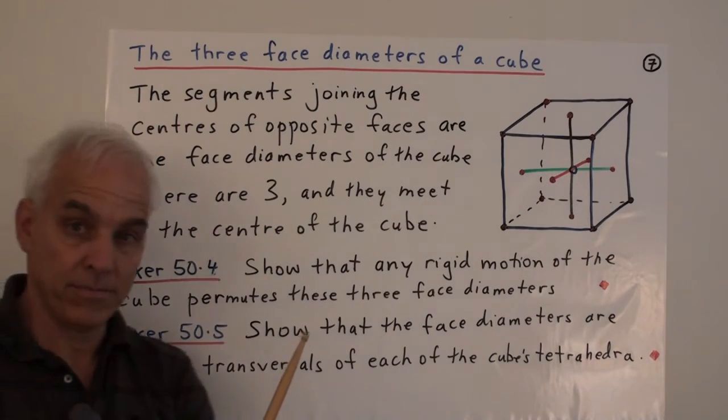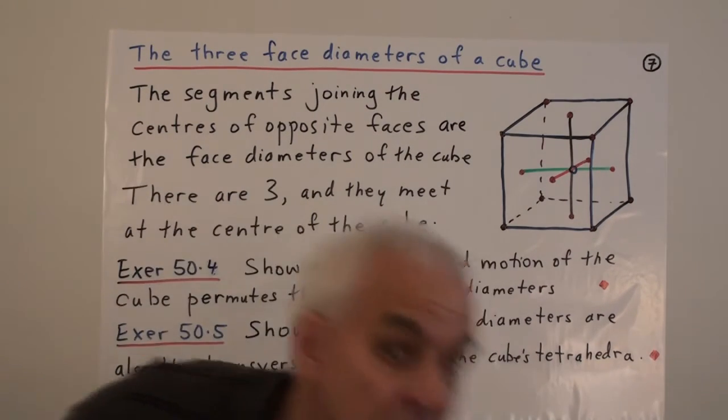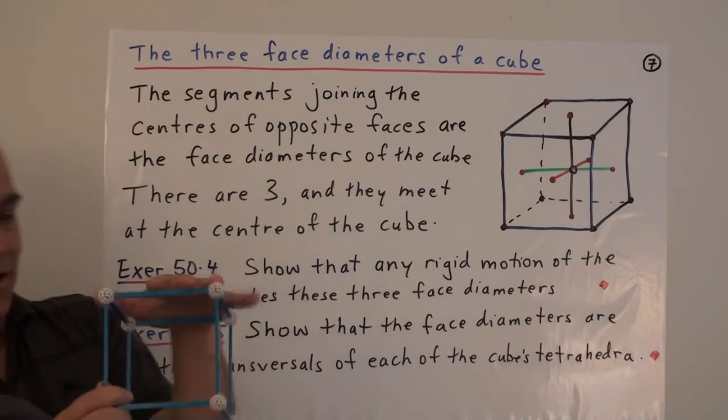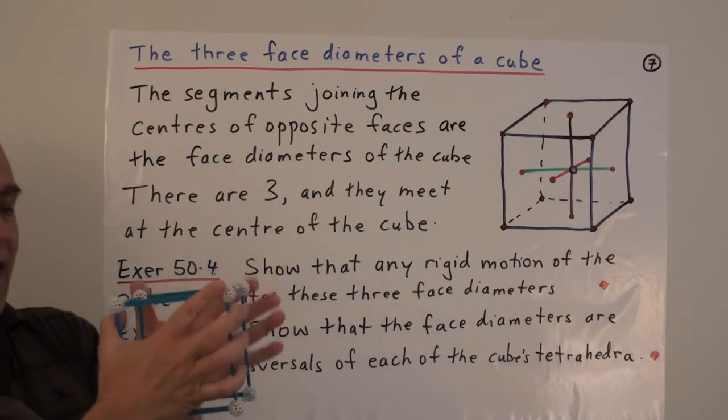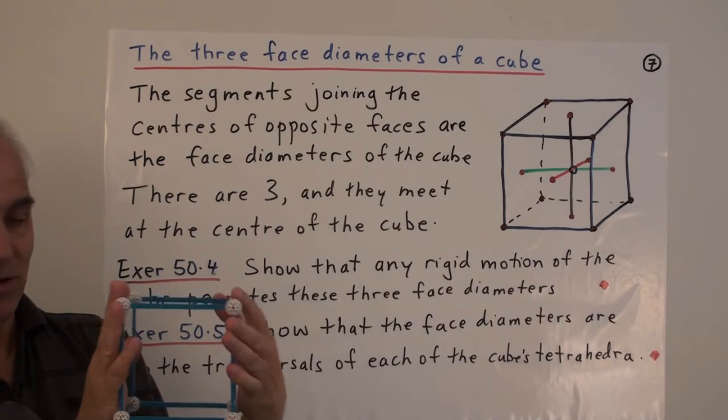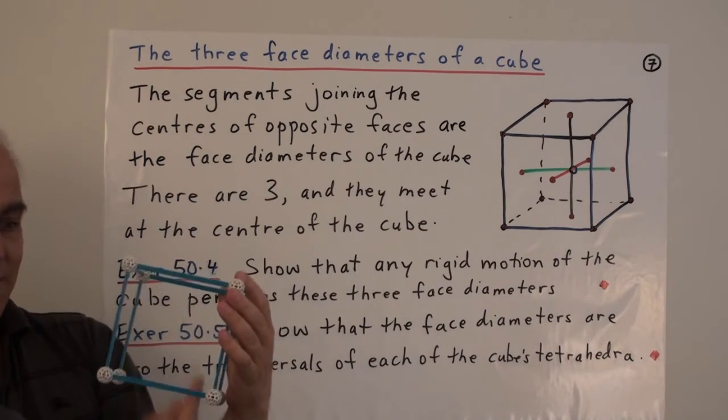And there are three of them, because there are three pairs of opposite faces. There's top and bottom, front and back, and left and right. So there are three face diameters.